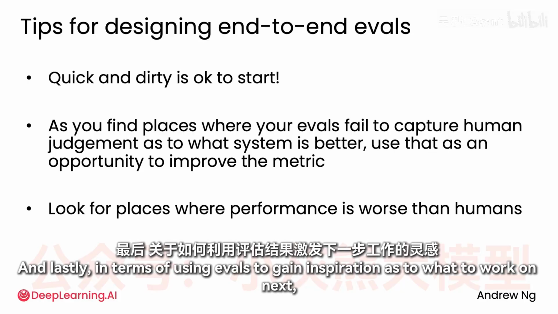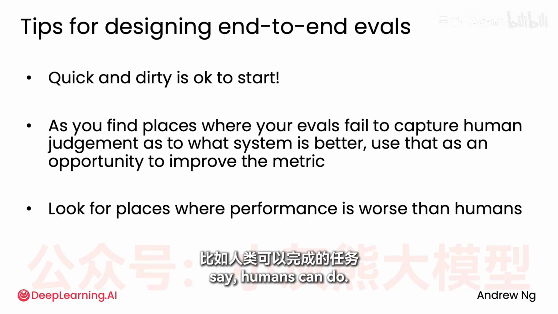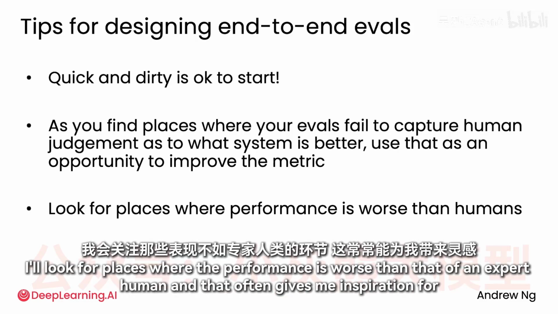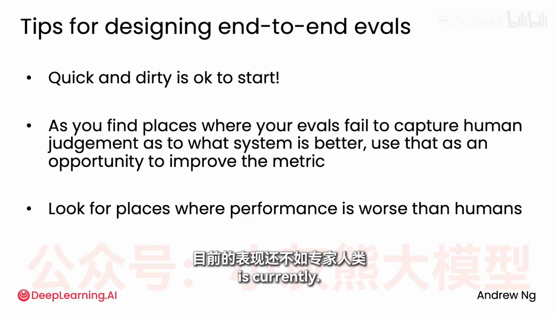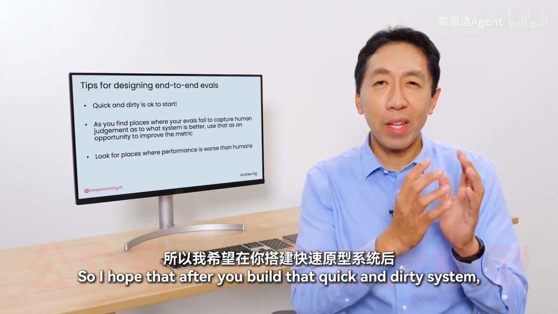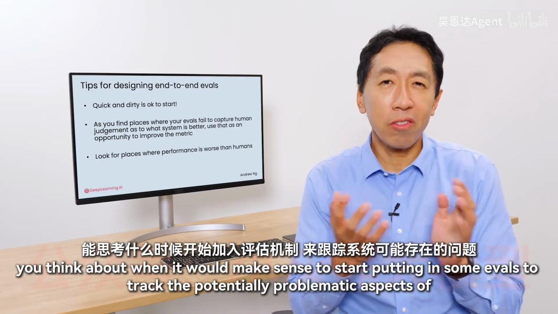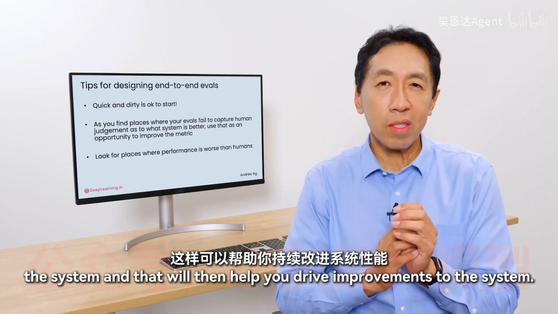And lastly, in terms of using evals to gain inspiration as to what to work on next, a lot of agentic workflows are being used to automate tasks that humans can do. And so for such applications, I'll look for places where the performance is worse than that of an expert human, and that often gives me inspiration for where to focus my efforts or what are the types of examples that I'm able to get my agentic workflow to work better on than it is currently. So I hope that after you build that quick and dirty system, you think about when it would make sense to start putting in some evals to track the potentially problematic aspects of the system, and that will then help you drive improvements to the system.